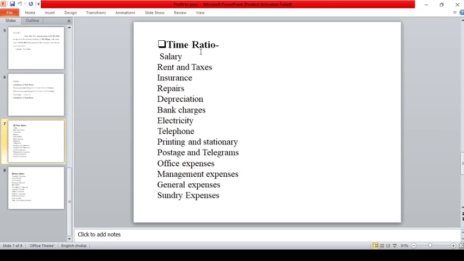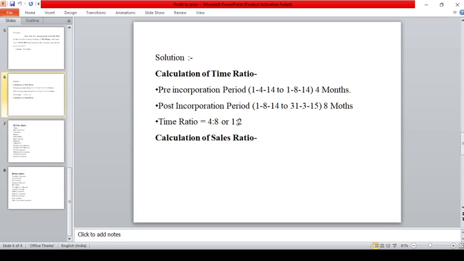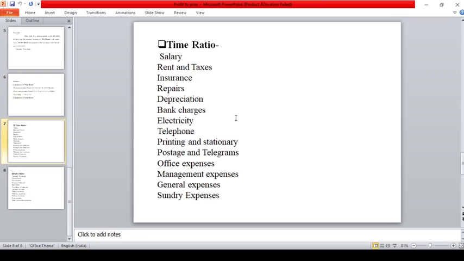With this time ratio 1:2 that we calculated, we have to allocate these expenses: the salary as well as the rent and taxes. All these expenses are common, so we have to distribute them with the help of this time ratio. Salary, rent and taxes, insurance, repairs, depreciation, bank charges, electricity, telephone, printing and stationery, postage and telegrams, office expenses, management expenses, general expenses, sundry expenses. All these expenses we have to distribute under this time ratio.